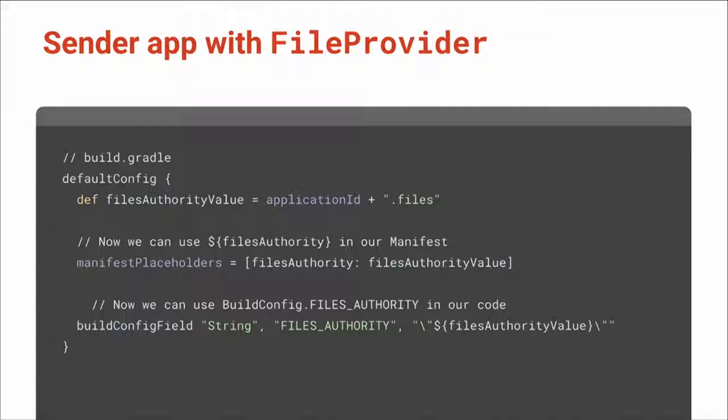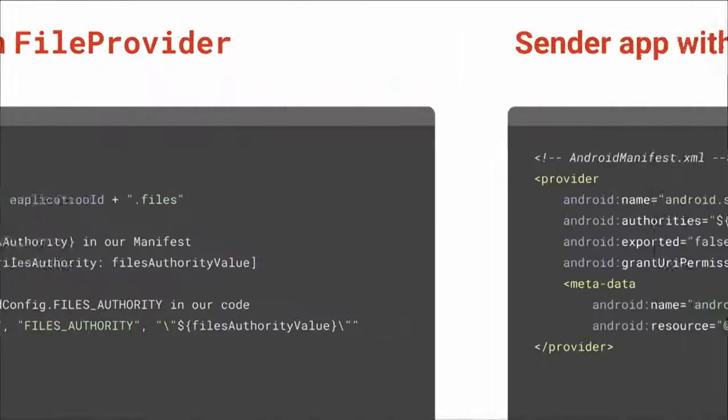And we can actually define it as a manifest placeholder. So now we can use it in our manifest file without having to reference the actual string. And we can reference it in our BuildConfig in any of our Java classes. And now it's always in sync. We only have one place to change it. And if we have multiple versions and build configs, it just works.